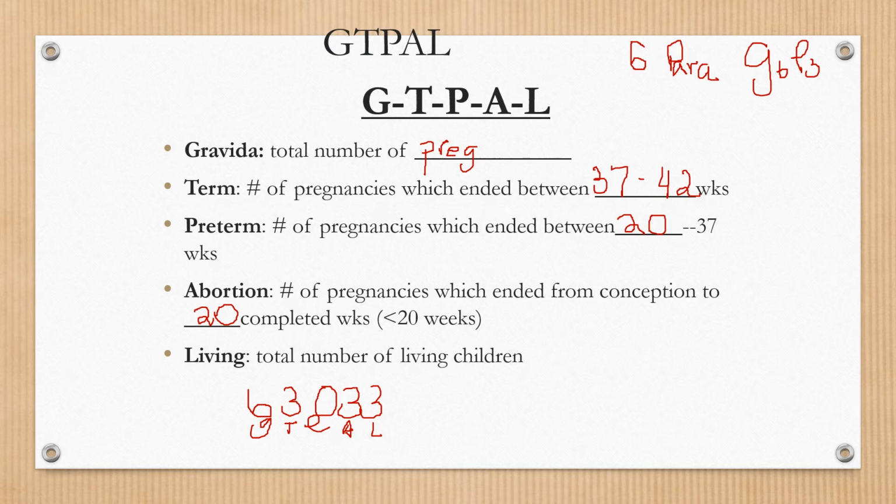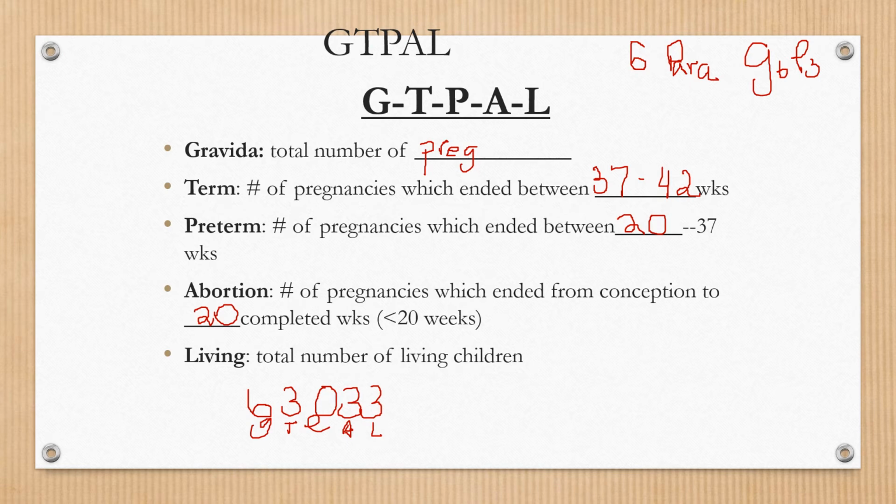So you could say that this person has had 6 pregnancies. Of those pregnancies, 3 of them went past 37 weeks. None of them were preterm. 3 of them ended before the 20th week, so they were abortions. You don't know if they're therapeutic or elective or miscarriages, so you have to ask that one.